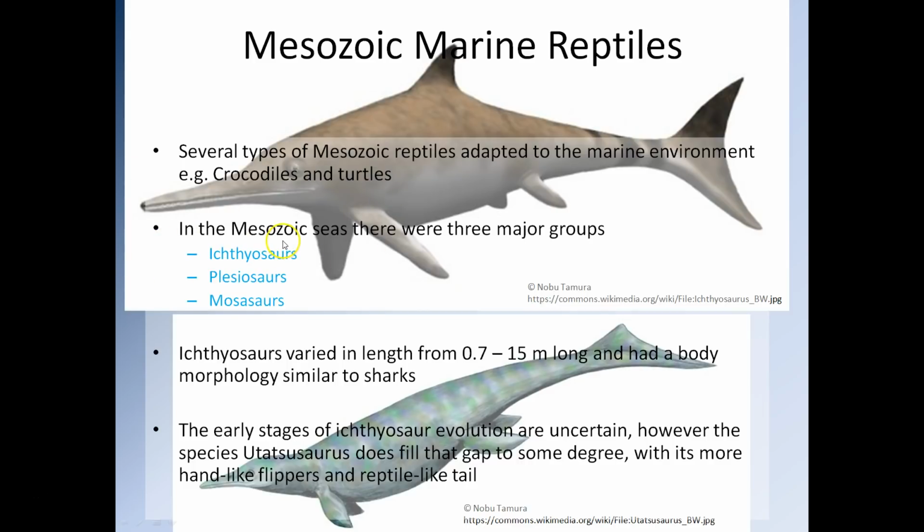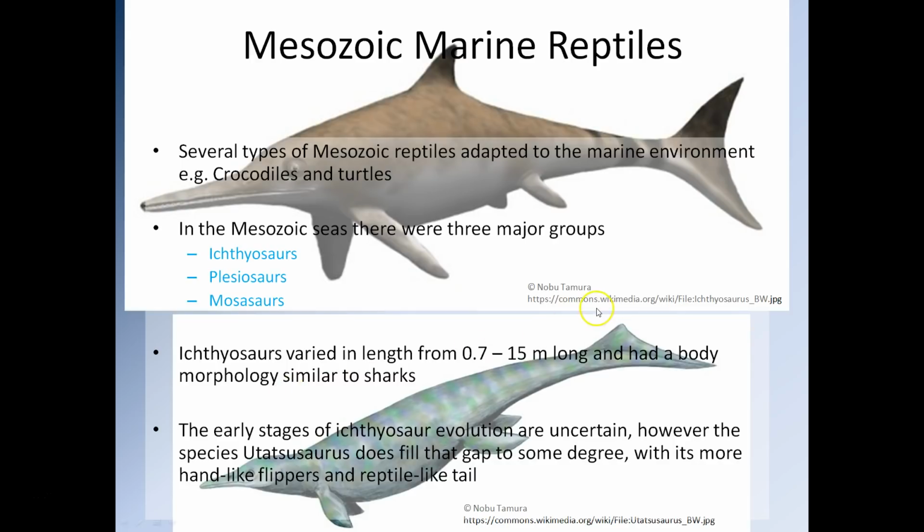In terms of the Mesozoic itself, there were three groups of reptiles that became particularly specialized in the Mesozoic and are pretty synonymous with Mesozoic marine reptiles. So those groups are the Ichthyosaurs, the Plesiosaurs, and the Mosasaurs. The Ichthyosaurs varied in length from about 0.7 to 15 meters long, so some of them were extremely large, and they had a body morphology similar to a modern shark.